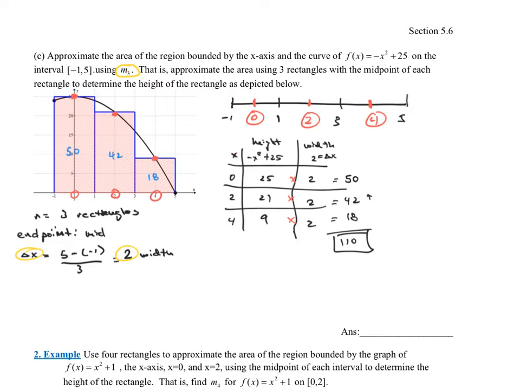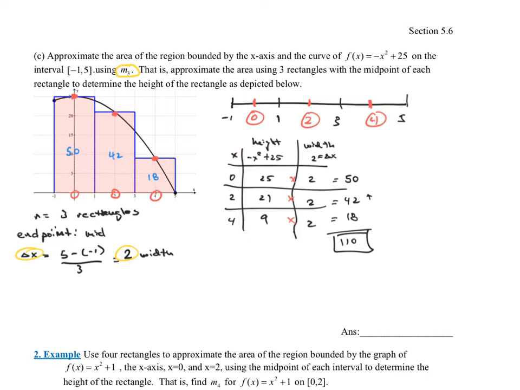When we did the left endpoint, it was 128, which seemed an overestimation. When we did the right endpoint, it was 95, an underestimation. And notice now we're pretty close in the middle, which is about 110, which is our midpoint. Then we think that's a better estimation.